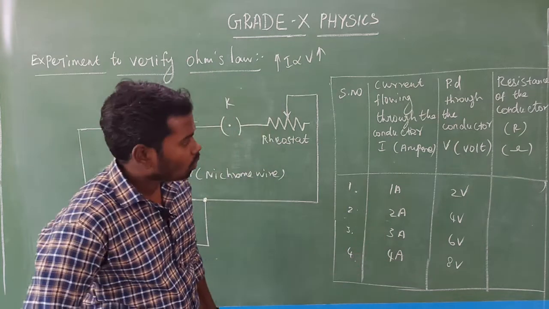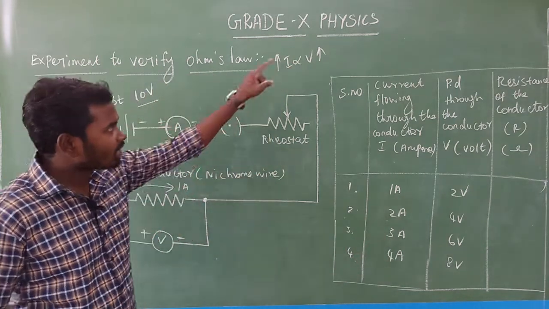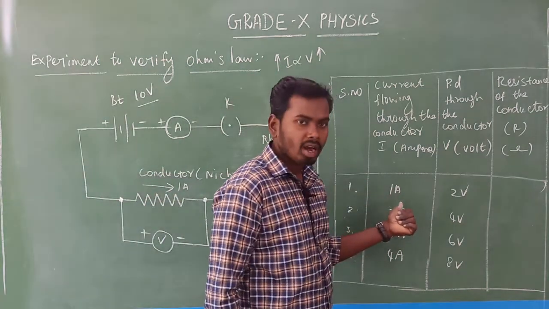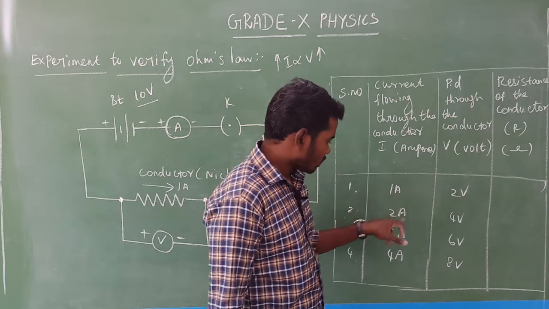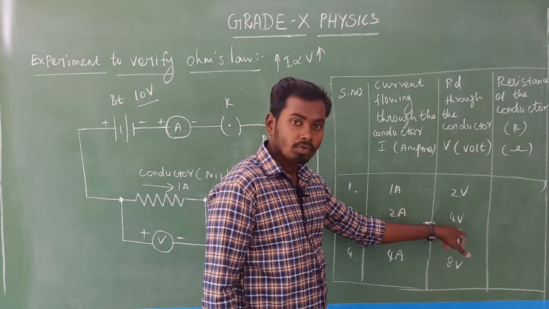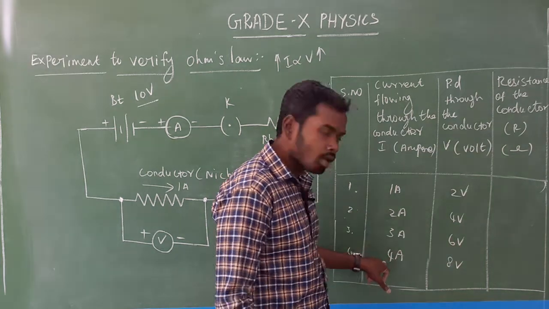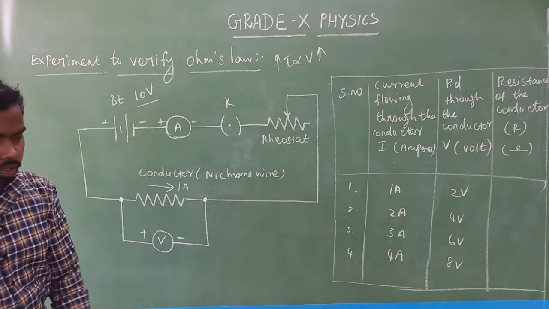Look at here. According to Ohm's law, whenever I increase the current flowing through the circuit, correspondingly voltage also increases. For 1 ampere current, the potential difference is 2 volt. For 2 ampere current, the potential difference is 4 volt. For 3 ampere, the potential difference is 6 volt, and for 4 ampere, the potential difference is 8 volt. Is it clear?